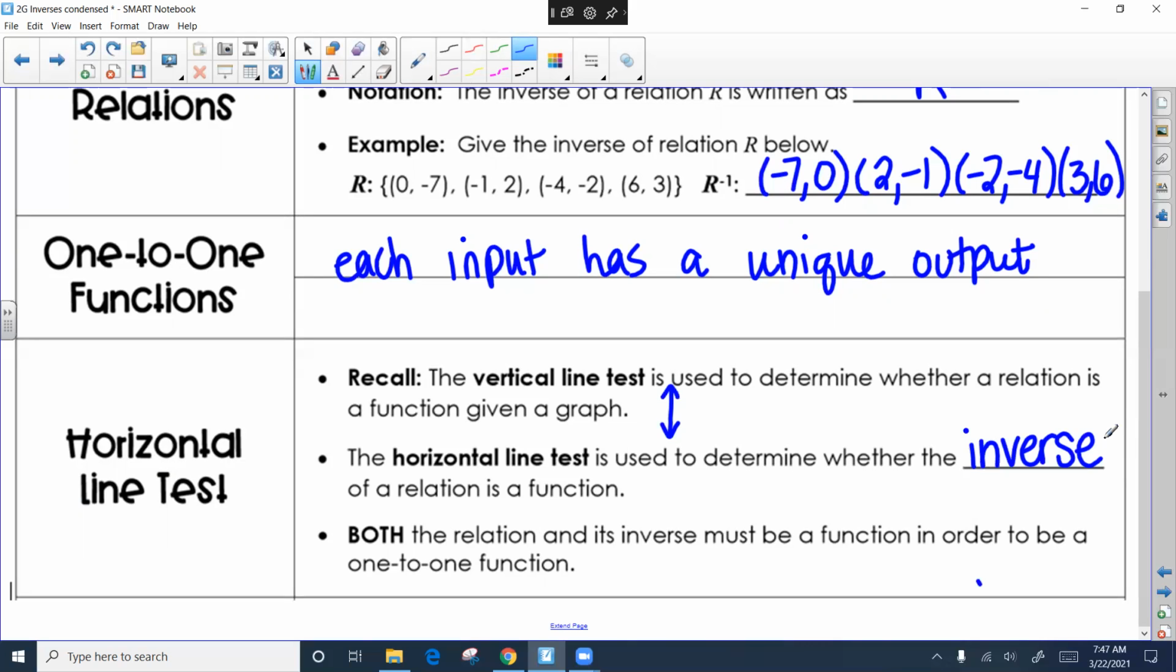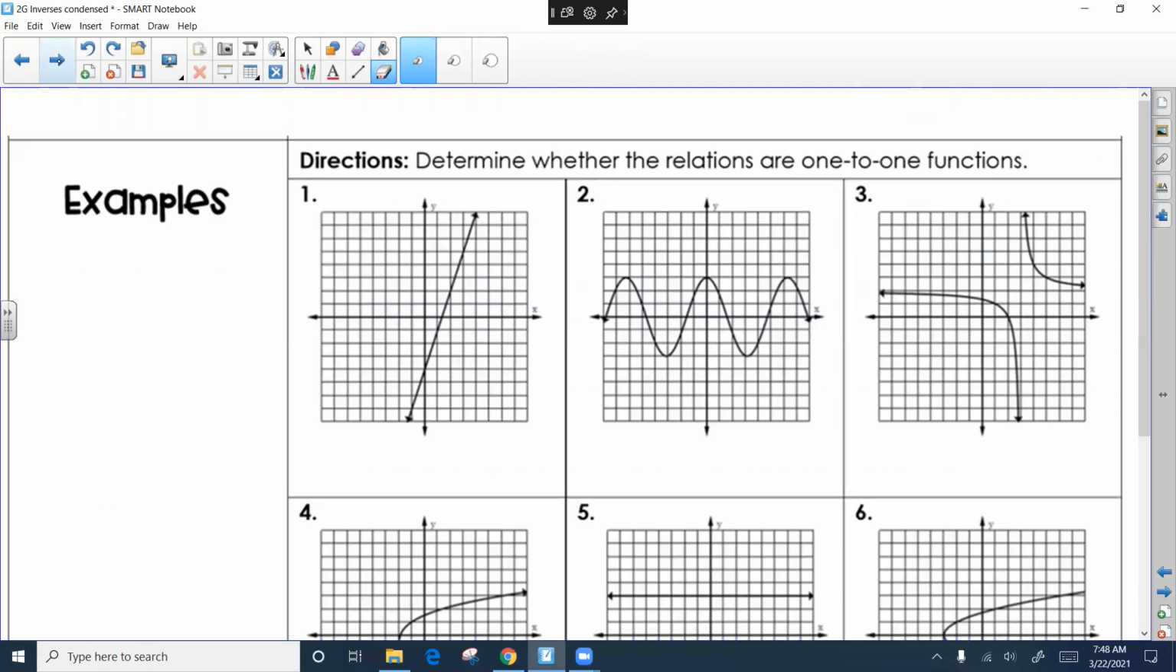Now this is important, and this is why we have to figure out if a function is one-to-one. Both the relation and its inverse must be a function in order to be a one-to-one function. Now, going in line with this, in order to have an inverse, a function has to be one-to-one. If a function is not one-to-one, it doesn't have an inverse, or at least it doesn't have an inverse on the whole domain. Okay, so the first examples we're going to do are to determine whether the relations are one-to-one functions.